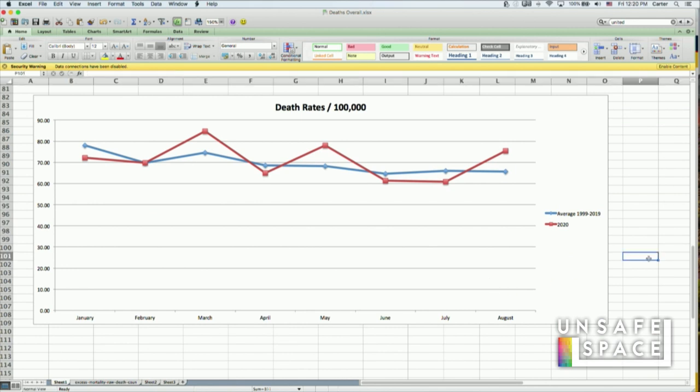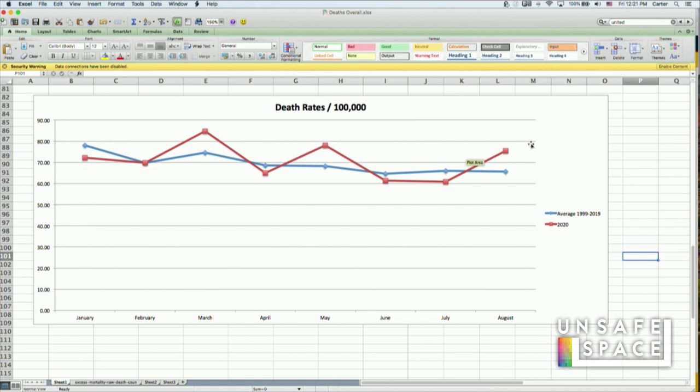So the average, now remember, the average is going to be more smooth because it's 20 years averaged together, right? Now I'm comparing death rates. The average death rate per 100,000 people is this blue line. Here's January, February, March, April, May, June, July, August. The red line is 2020. January, February, March, April, May, June, July, August.